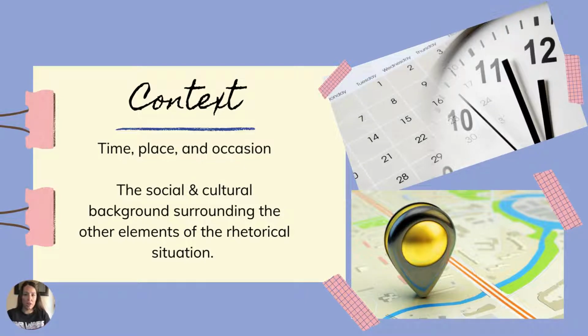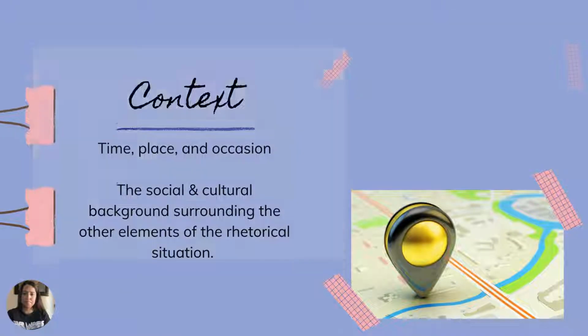First, let's talk about context. Context refers to the time, place, and occasion in which an author or speaker is presenting. Additionally, when we are considering the context in which a speaker or author is communicating, we need to think about the social and cultural background surrounding the other elements of the rhetorical situation. In other words, we need to consider the big picture. So we ask, what was going on in the speaker's world when the text was created?